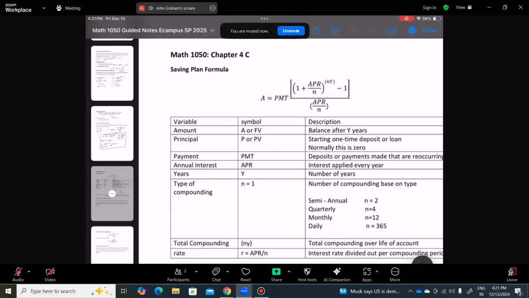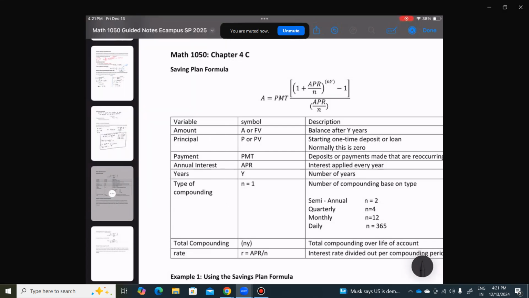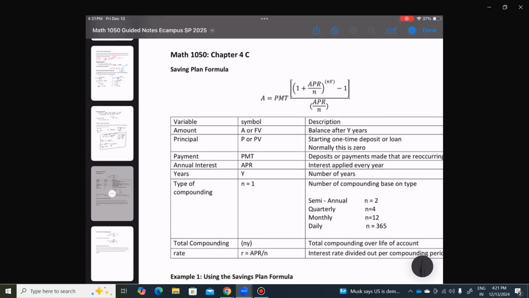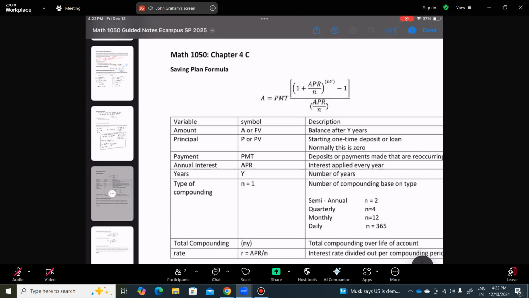Hi, this is Math 1050, and this video is over Chapter 4C, and we're going to look at the savings plan formula. The formula is here, and as you can see, it's kind of a big formula. PMT is the payment that you make every month into a savings plan. APR is your interest rate per year, N is your number of compoundings per year, and Y is your years.